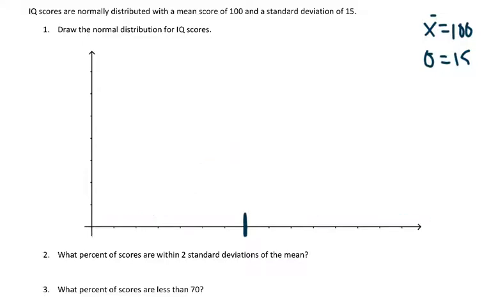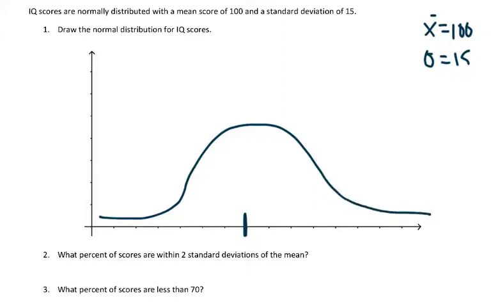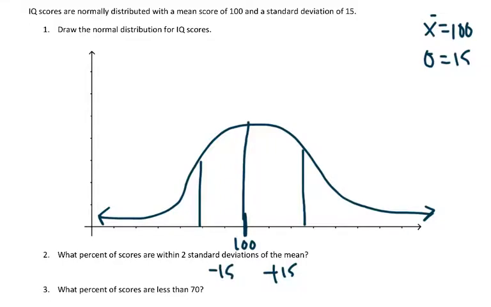I didn't draw that very good, did I? Let's try that again. That'll work. Not the best. Okay, so 100 would be our mean. Okay. And then if we went one standard deviation away, we would add 15 and subtract 15, right? So that would be 115. To the left would be 85.